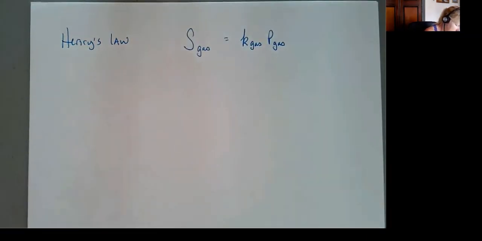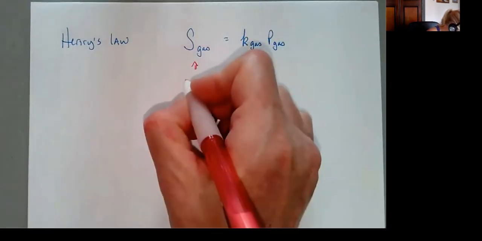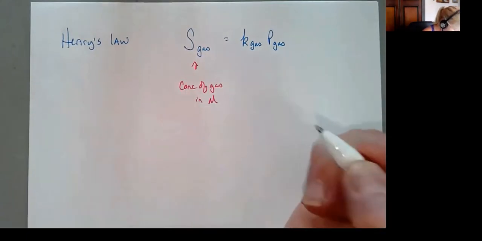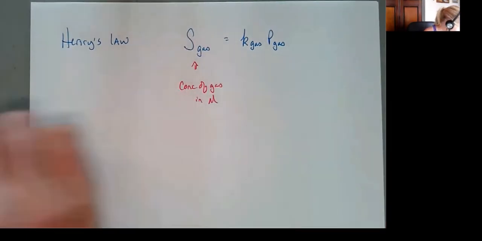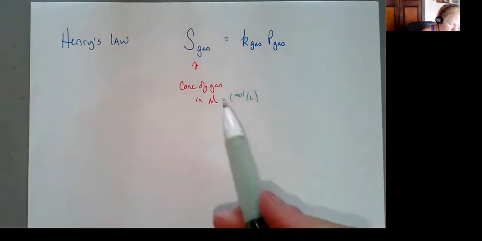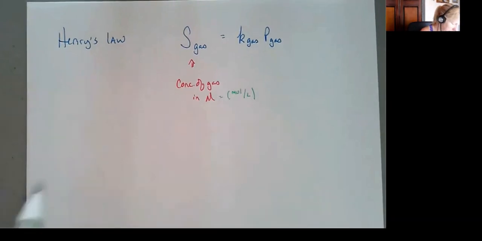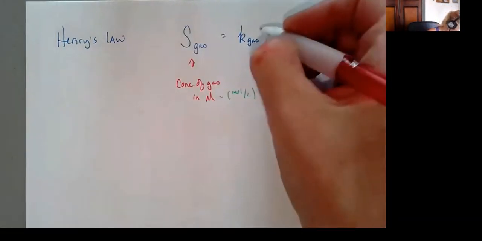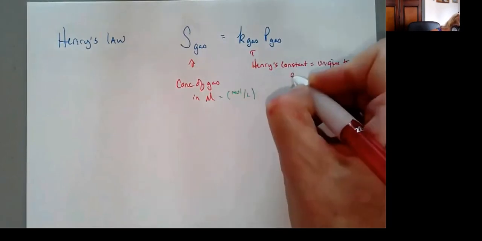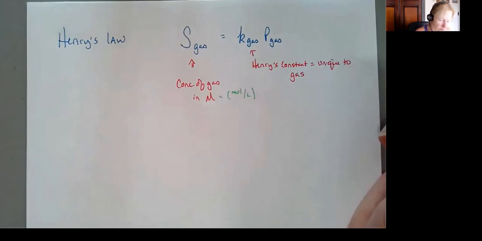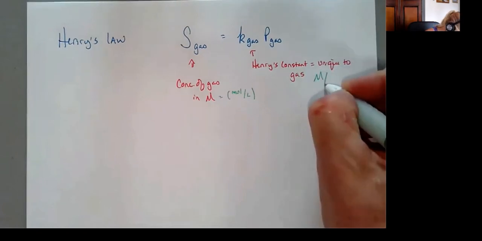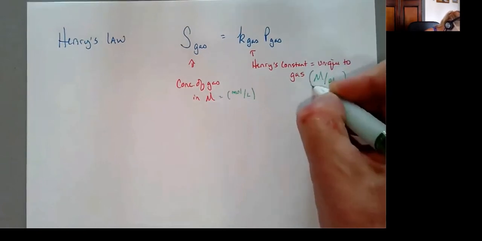So let's define what these things are. This here is the concentration of the gas in molarity, big M. Big M, remember, has units of moles per liter. So that's going to be my concentration of my gas in units of molarity. K is called Henry's constant, and this is a constant that's unique to the gas. So there's not just one value for K, there's a value for K that's dependent upon the gas. And that has units of molarity over atmosphere. So those are your units of Henry's constant.